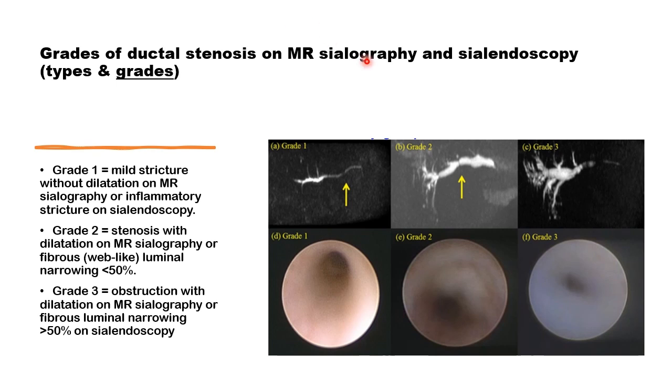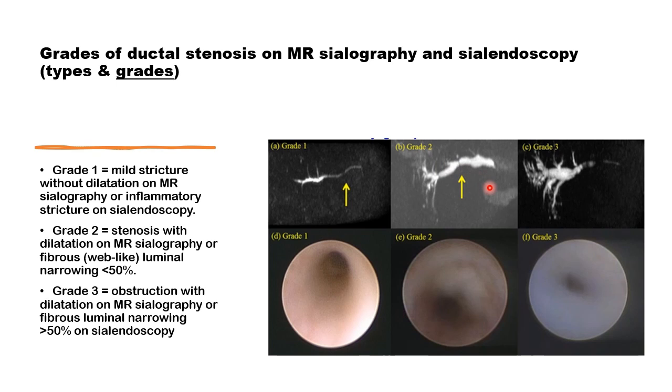Combining magnetic resonance sialography and endoscopy allows precision in the grading of the stenosis. These are different grades, not types of stenosis. By using both techniques, in grade 1 there is an inflammatory process in the sialoscope and a mild stricture without any dilatation of the duct system, usually because the inflammatory process has not yet matured.